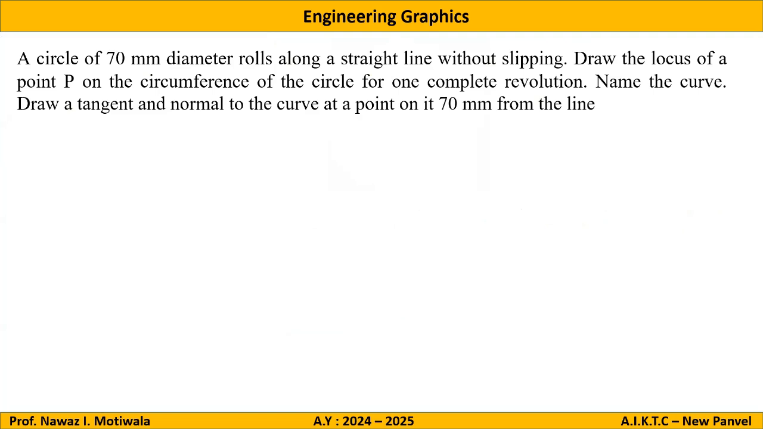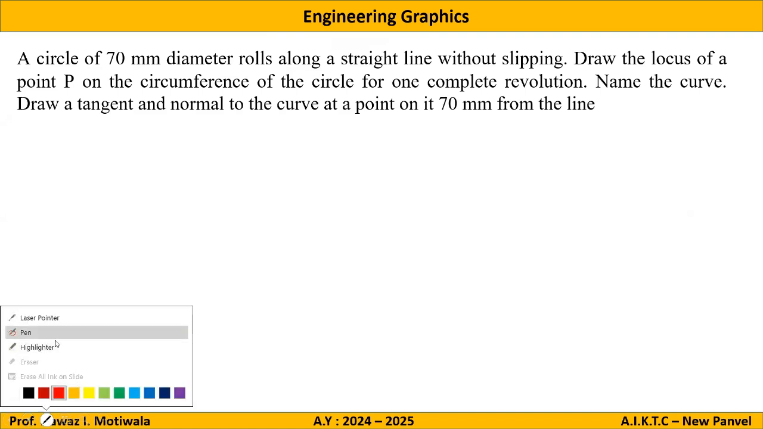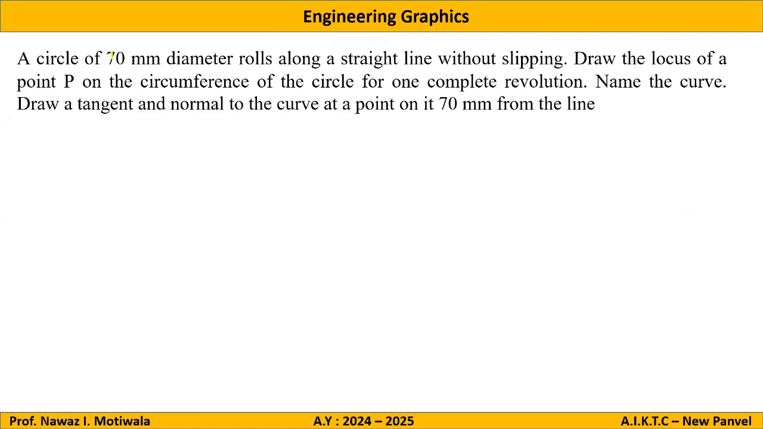Name the curve. Draw a tangent and normal to the curve at a point on it 70 mm above the line. So the important data which is given to us in the question, I will highlight that. It is a circle of 70 mm diameter. Then it is rolling along a straight line without slipping. And what we have to do is draw the locus of point P on the circumference of the circle.